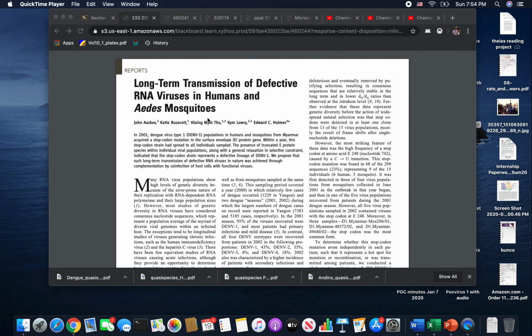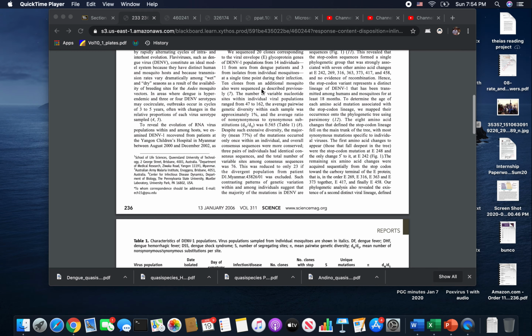Great. Okay, fine. And so long-term transmission of defective RNA viruses. What does that mean? Well, dengue is an RNA virus, but these are viruses that don't actually encode a working anything. They are defective. They have parts of the genome, but they don't have enough of the genome to actually work. Let me show you what that means.